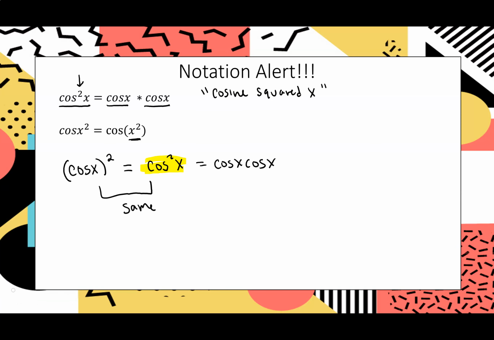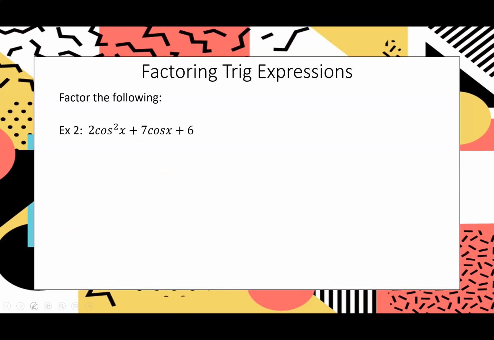Okay, now that we know that, now let's go ahead and factor a trig expression. And hopefully you recognize this as exactly the same problem that we just did. Remember how we had a 2, a 7, and a 6 in this problem? So it is the same problem, but we have these cosines popping up in here.